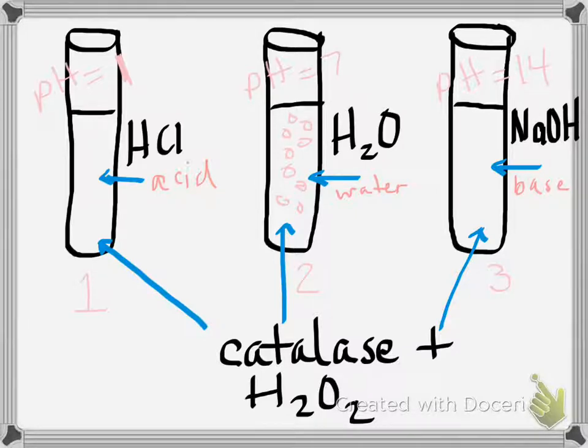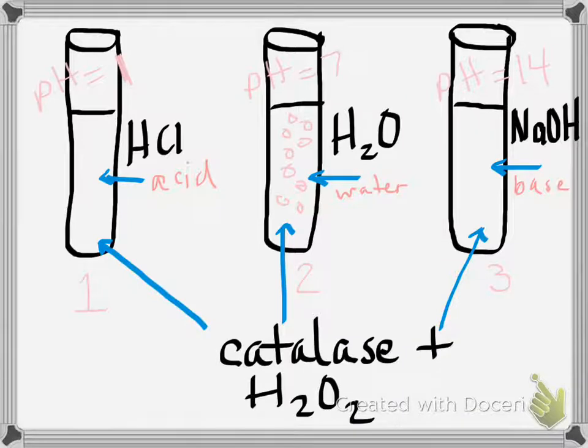I think you told me. See if I got this right. Did you tell me test tube number 1 had a pH of 1? Yes. Okay. Number 2 had a pH of 7? Yes. Okay. And number 3 had a pH of 14? Is that correct with your data? Okay. And then once again, glance up here.